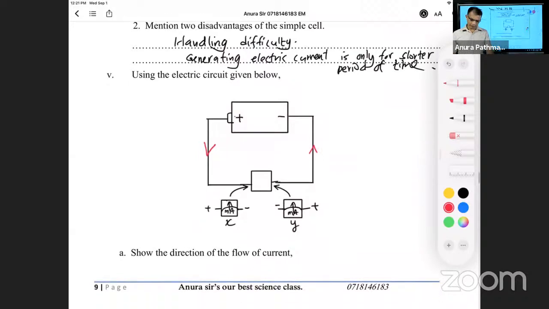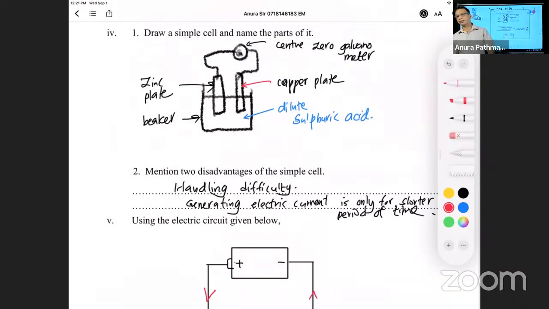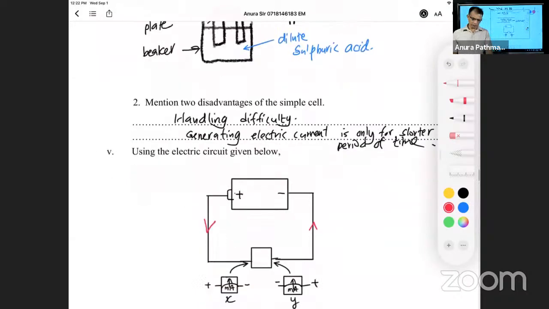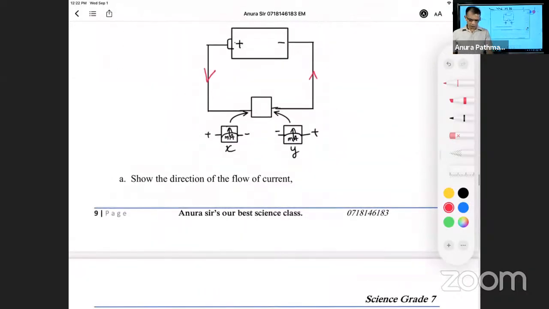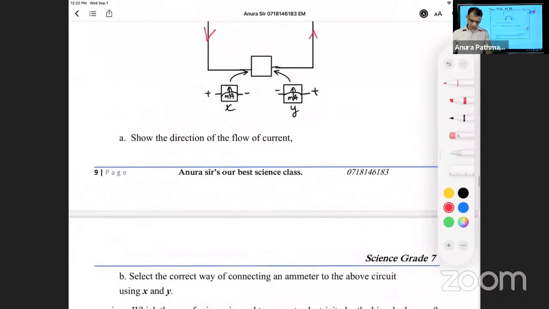Sir, can you scroll a little bit down? You must speed it up. Okay, sir. Can I go? Show the direction of the flow of current. Good. Sir, please wait. No, sir, please wait. Can you please wait?